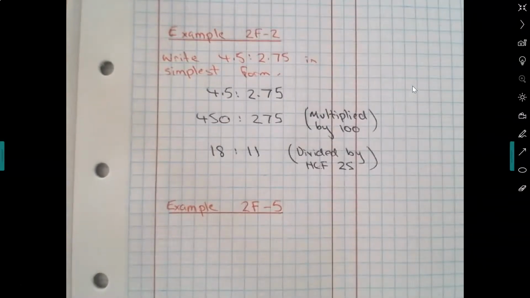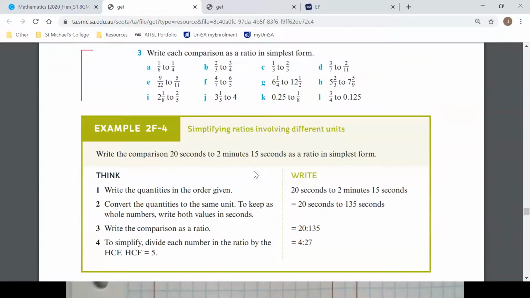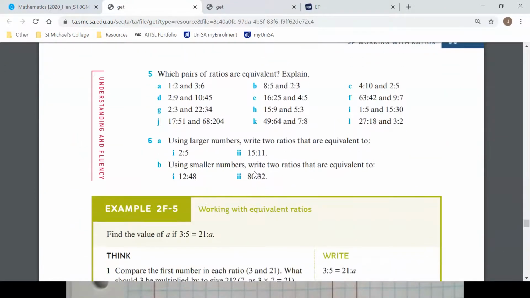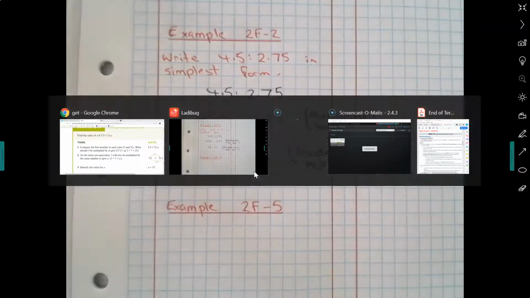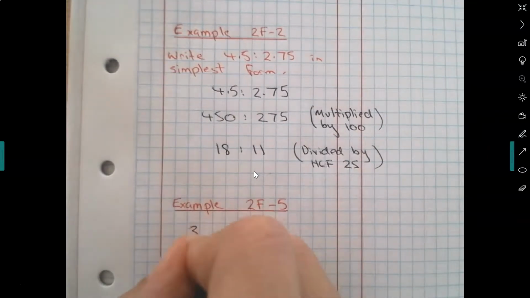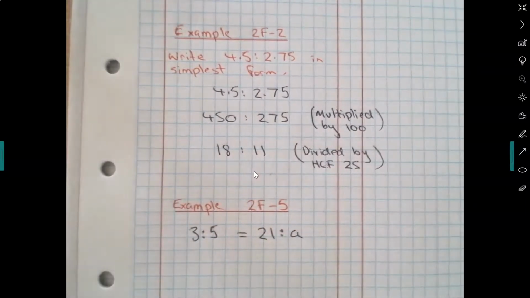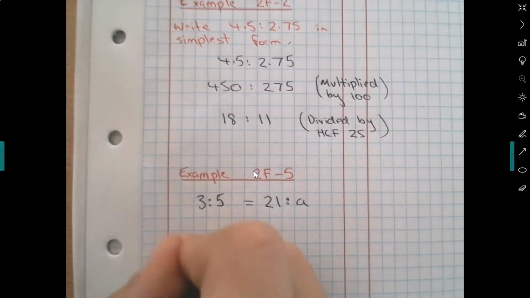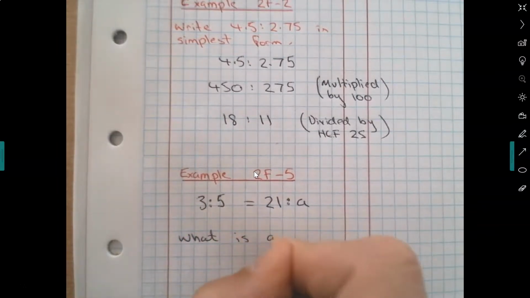Okay, now example 2F5 is a little more fun in my opinion. Maybe not in your opinion. But if I had 3 to 5 is equal to 21 to A. So 3 to 5 is equal to 21 to A. And we want to know what A is equal to. What is A?